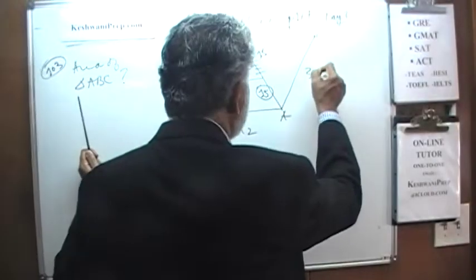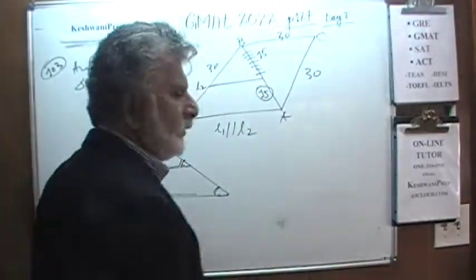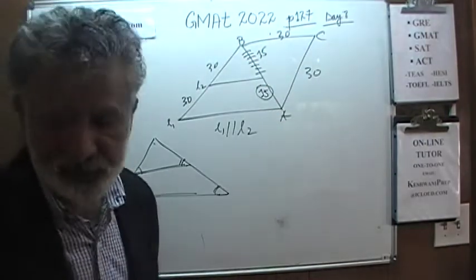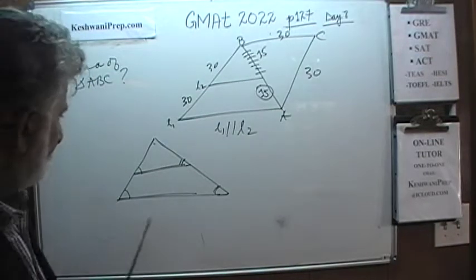We are also told that this is 30 and this is 30. So essentially what we're dealing with here is an equilateral triangle ABC. We just have to find the area of the equilateral triangle ABC. Let's do it here.